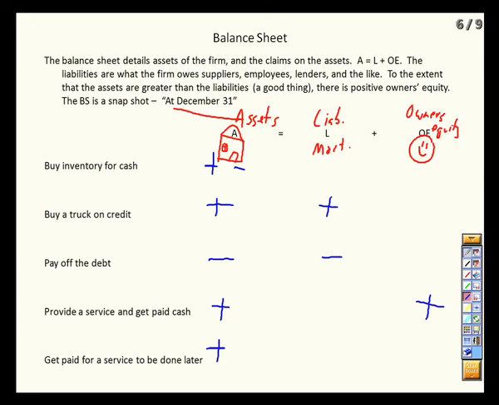So while the cash is in our possession, the owners have no claim on it until we've done the work. The liability, rather than the equity, has gone up. So there's our balance sheet. We'll come back and spend some more time with this next class.